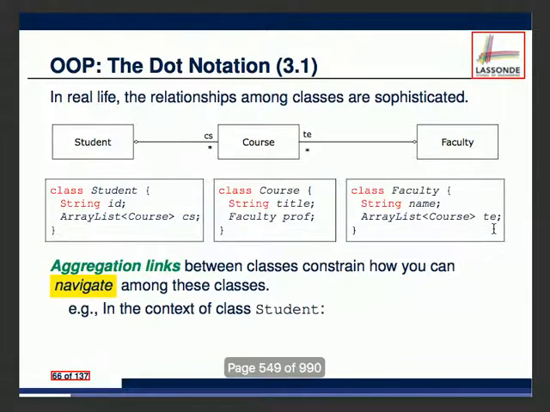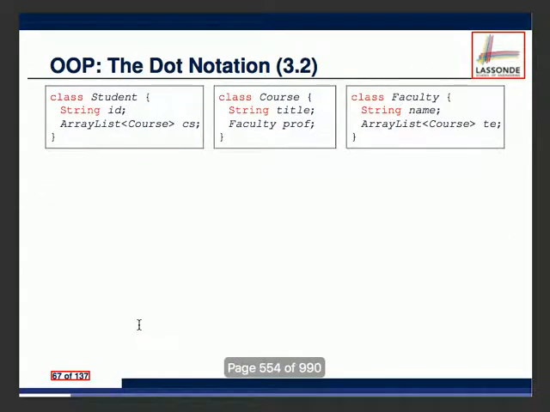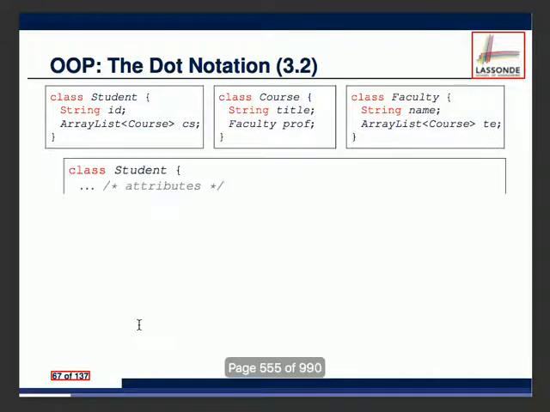Let's get some idea. For example, if I'm in the student class over here, if I say simply CS, I'm referring to the attribute. So we are talking about an array list, the list of courses. But if I say CS of a particular index i, let's say i is valid, what do I mean? I refer to a particular course of that student, not just the list of courses. So it really depends on what I'm writing. Let's say we have the student class over here, so you can see all the context. There are 3 classes that are involved.